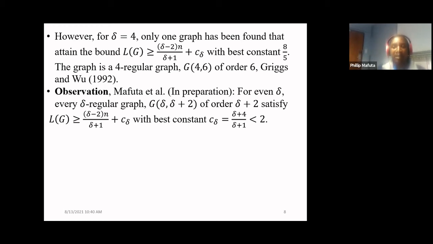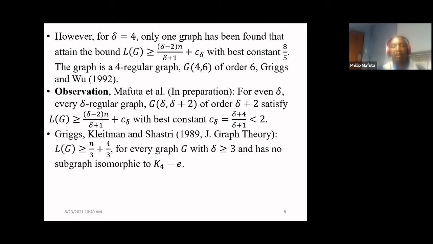We have seen that this graph here by Griggs and Wu can be generalized to a delta regular graph of order delta plus 2, and it attains Linial's bound with the best constant delta plus 4 over delta plus 1, which is less than 2.